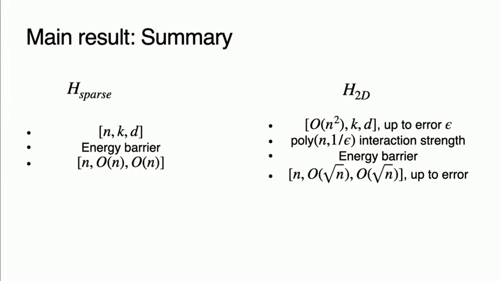The main drawback of our construction is actually the interaction strength that we require. The energy of the 2D Hamiltonian is going to scale polynomially with the size of the system and with the inverse of the error.